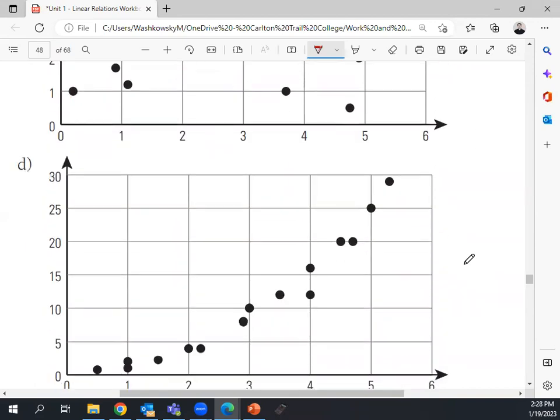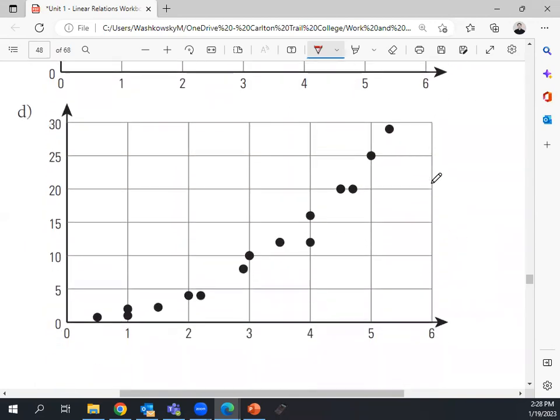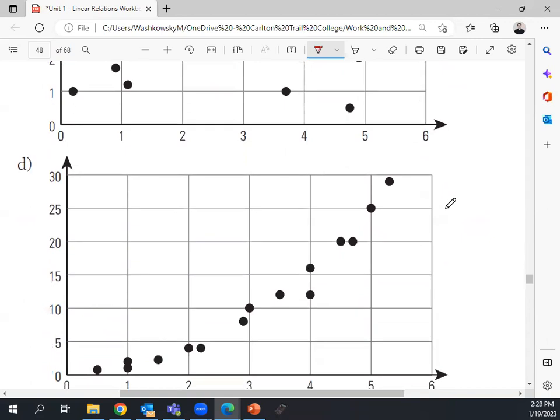And then question D. So first off, is this a linear or non-linear one? It's non-linear, right? Like this doesn't look like a straight line. This looks like a curved line. Looks like a skateboard ramp, actually. So this is non-linear.